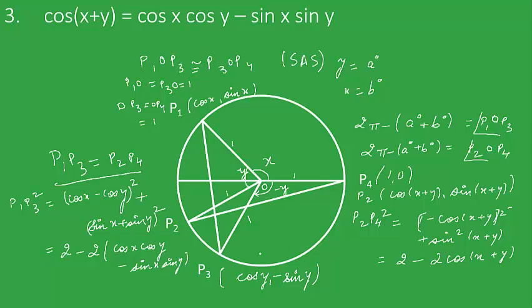So after equating equation 1 and equation 2, as the 2's will cancel and this minus 2 will also cancel, you will get the following property: cos of x plus y is equal to cos x cos y minus sin x sin y.